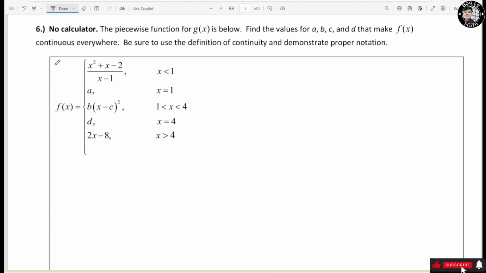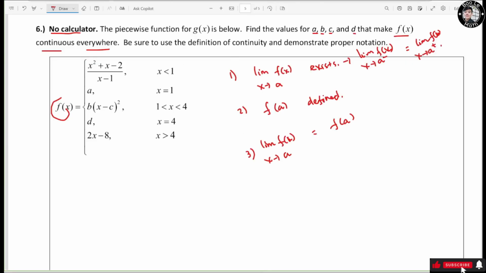Now let's move on to question 6. No calculator. The piecewise function for the function f of s is below. Find the values a, b, c, d that makes f of s continuous everywhere. Alright, so we're gonna review the definition of continuity, right? So we go back over here. We need to make sure the function is continuous at s equals 1, right?